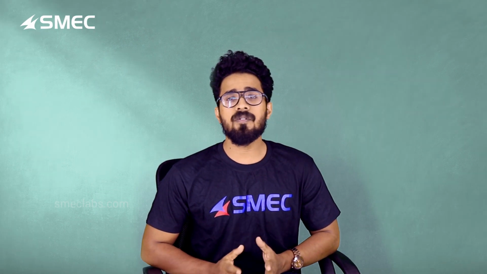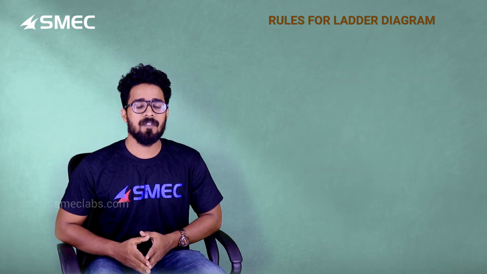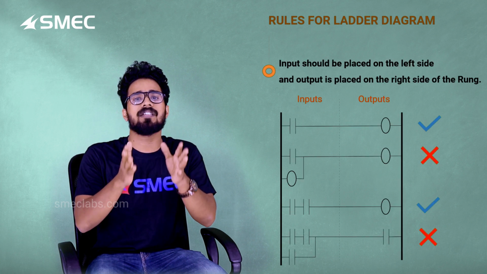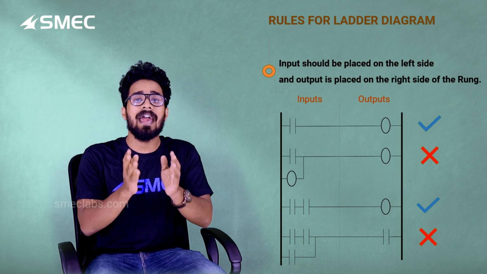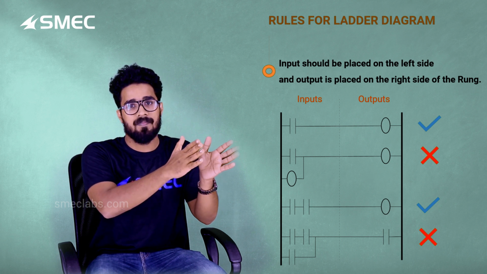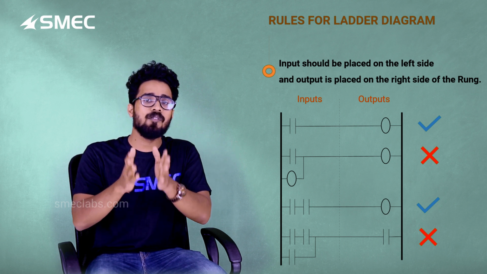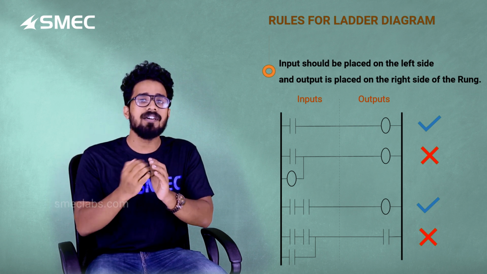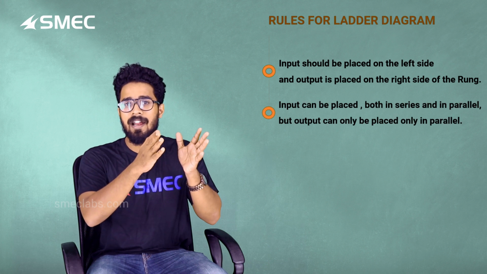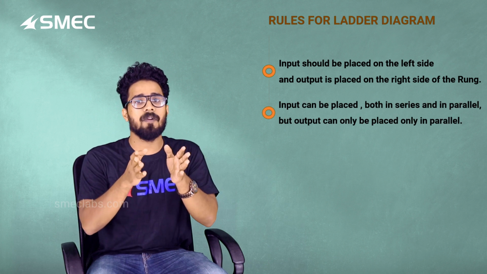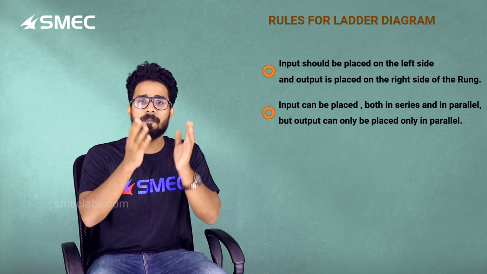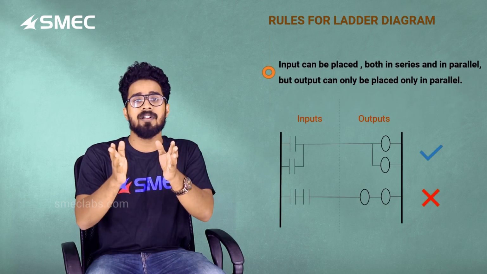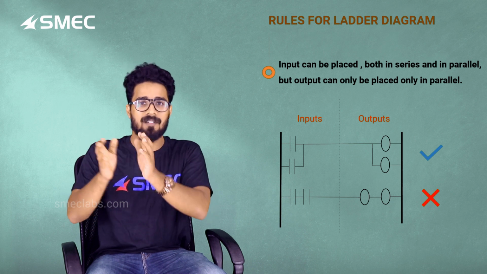Now let's see the rules for constructing a ladder diagram. So the first rule is that the inputs, that is the NO and NC contacts, should be placed on the extreme left side of the rung. Now the outputs should be placed on the right side. So this is the first rule. Now coming to the second one. The second rule is that the inputs can be placed in series or parallel or as a combination of series and parallel. Whereas the output should be placed only in parallel.